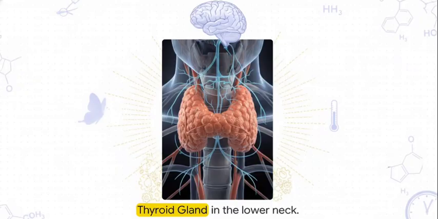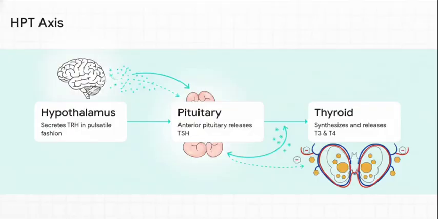So nestled right there in the lower neck, we have this small but mighty butterfly-shaped structure. It essentially acts as the metabolic engine of your entire body. But here's the thing, it never operates independently. It actually takes strict, precise orders from the brain, functioning within a highly regulated hierarchy. This is the hypothalamic pituitary thyroid, or HPT axis. It's a classic endocrine negative feedback loop.